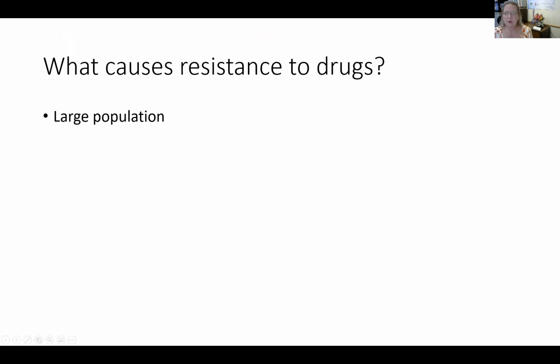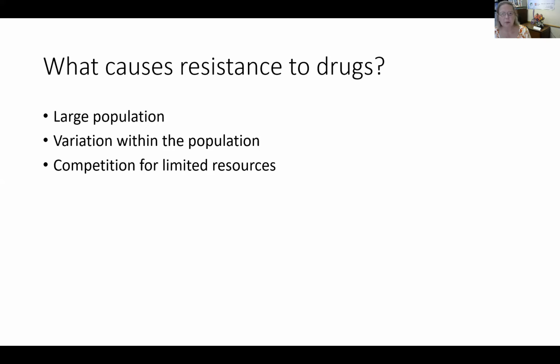So the short answer of what causes resistance is evolution. Typically, what you're trying to control is a large population. There's variation within the population. This is due to differences in the genes, which is due to error-prone repair. We'll talk about this a little bit more in depth.